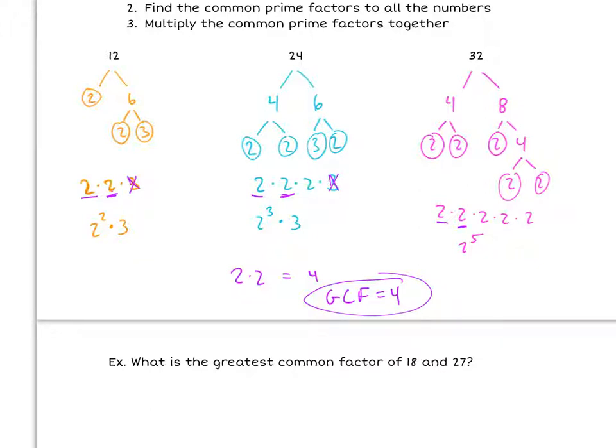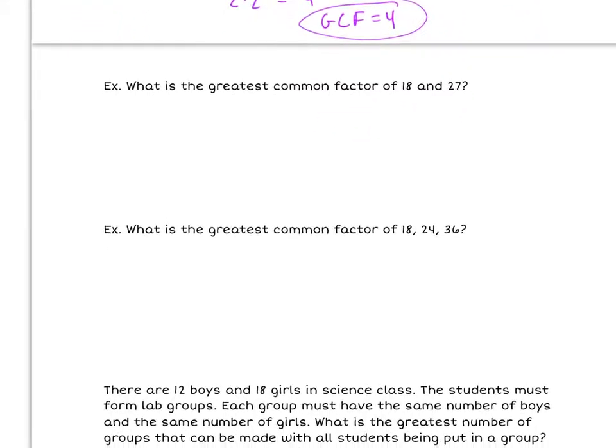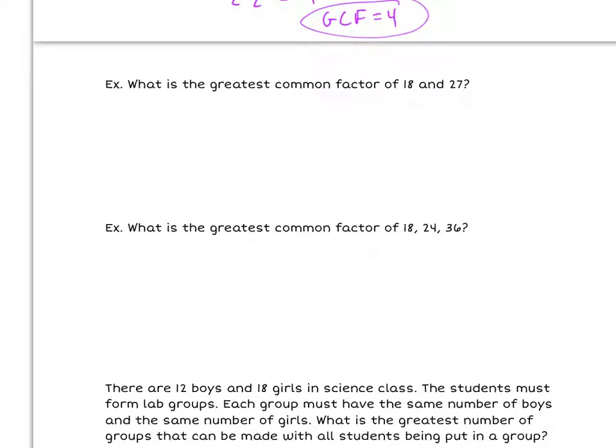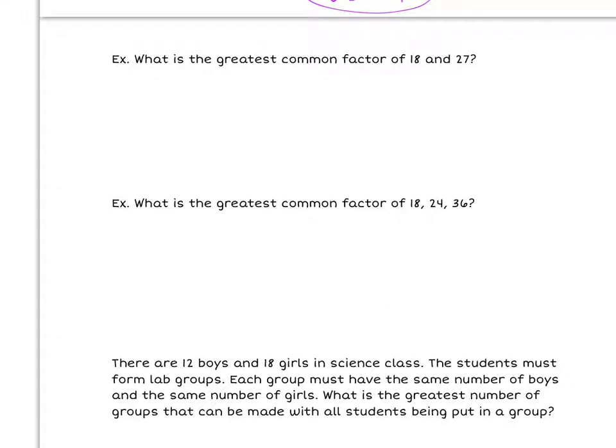Let's do another example. All right, so make your factor trees for 18 and 27, or list, it's up to you. If you want to list, that's your choice.